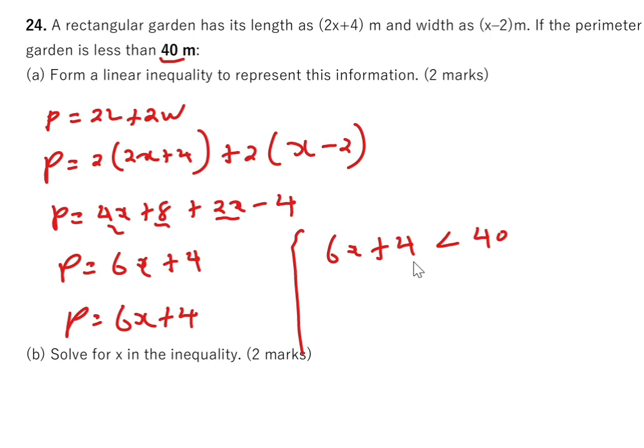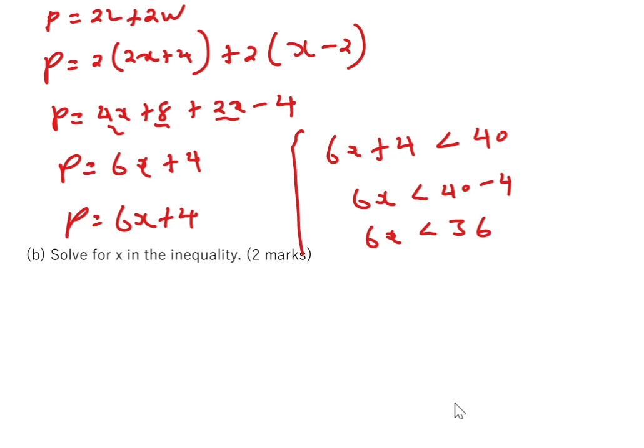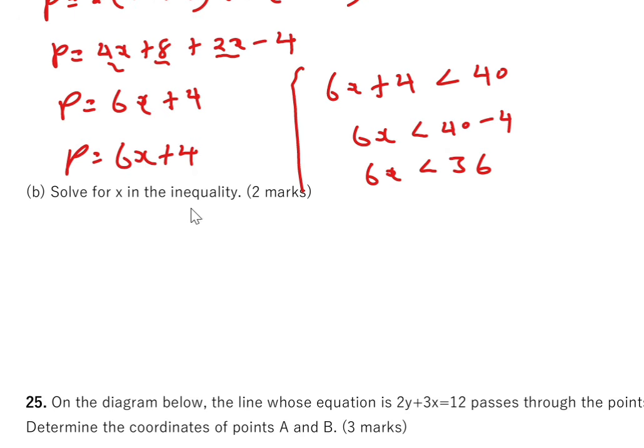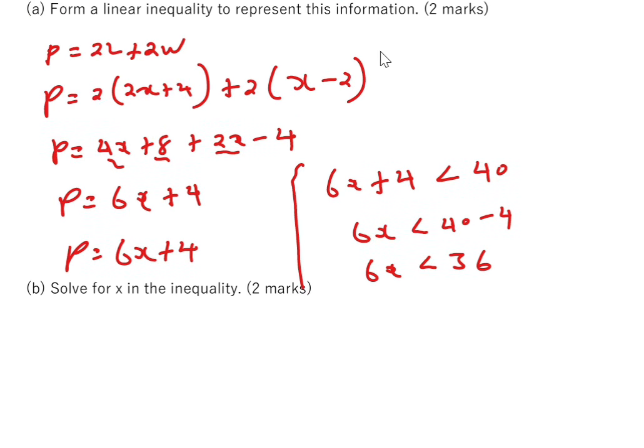So collecting like terms together, 4 goes to the right and becomes minus. So you remain with 6x is less than 40 minus 4. What is 40 minus 4? It is 36. So 6x is less than 36. And then part B, solve for x in the inequality. Remember, for part A we form a linear inequality to represent the information. So part A, the answer is here: 6x plus 4 is less than 40, the perimeter.